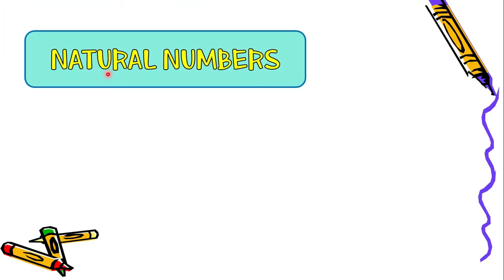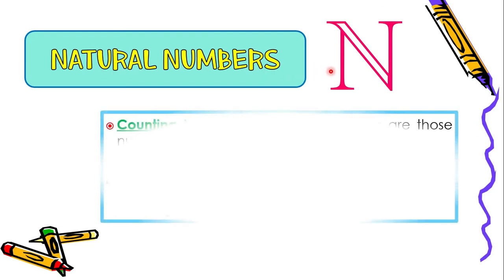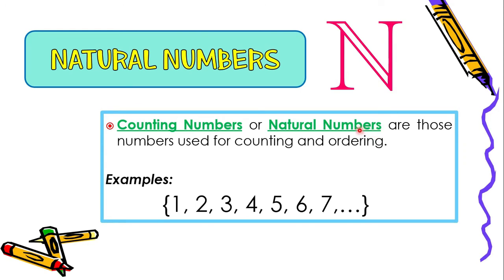So let's discuss one by one. First, we have natural numbers. For representation, we have capital N. Those natural numbers are what we also call counting numbers. Those are numbers used for counting and ordering. Examples: 1, 2, 3, 4, 5, 6, 7, and so on. That means you still have many numbers next to 7. Again, don't forget that natural numbers or counting numbers always start with 1.